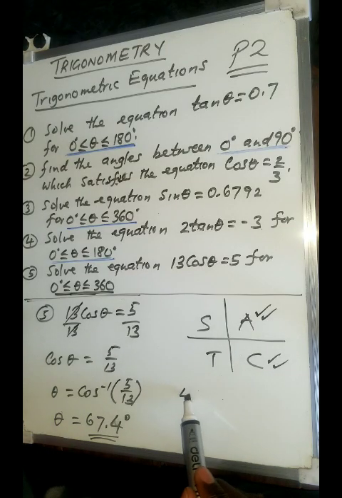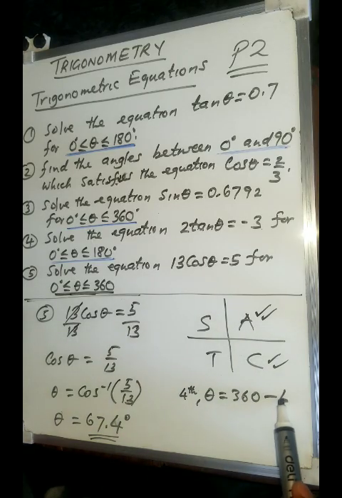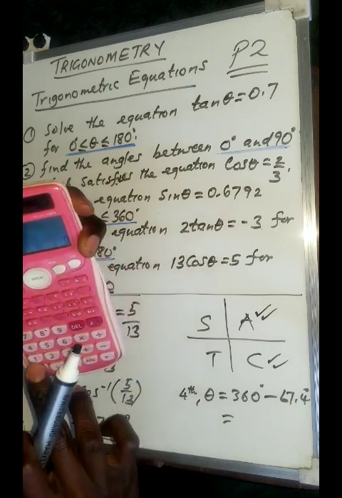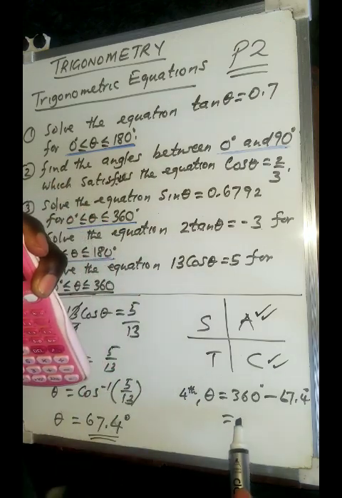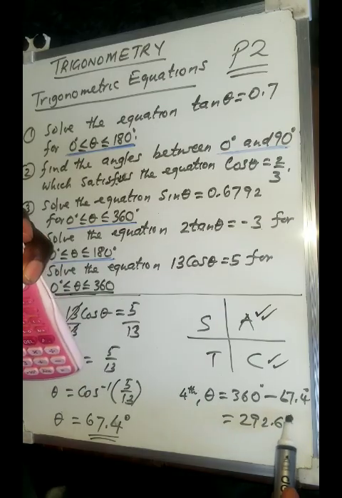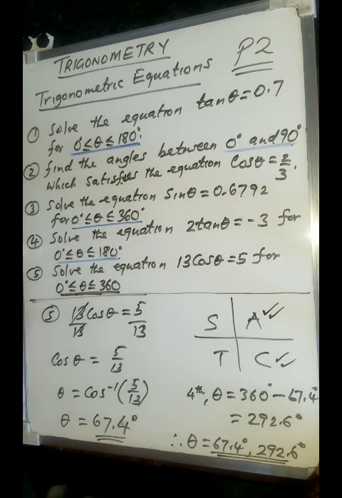How do I get the angle in the fourth quadrant? Remember, angle theta will be 360 minus the angle in the first quadrant, which is 67.4 degrees. So that is going to be 360 minus 67.4 degrees, which will give us 292.6 degrees. So therefore my angles will be 67.4 degrees and 292.6 degrees. That is your solution. So you can see you just need more practice and you'll be able to do this trigonometric equation.